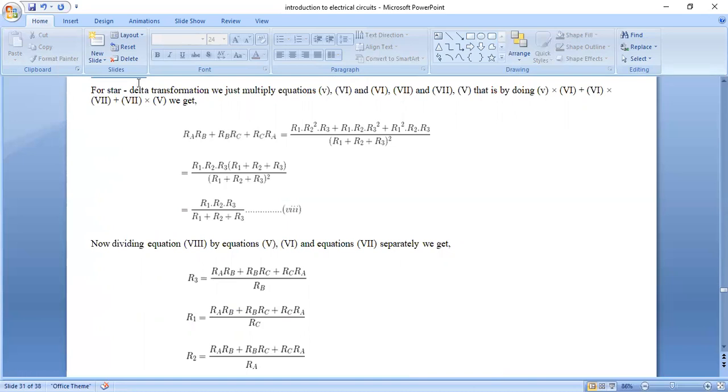So from the delta to star transformation, we have the equations 5, 6, 7. So multiply 5 into 6 plus 6 into 7 plus 7 into 5. Then we will get RA RB plus RB RC plus RC RA equal to R1 R2 square R3 plus R1 R2 R3 square plus R1 square R2 R3 by R1 plus R2 plus R3 whole square.